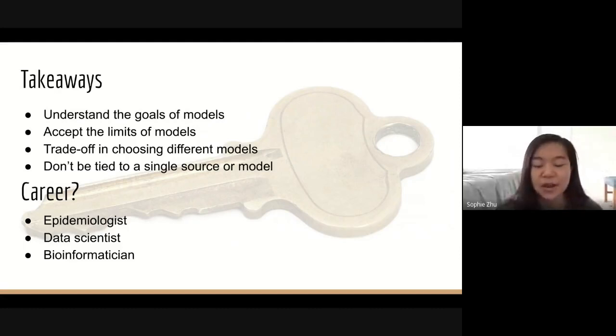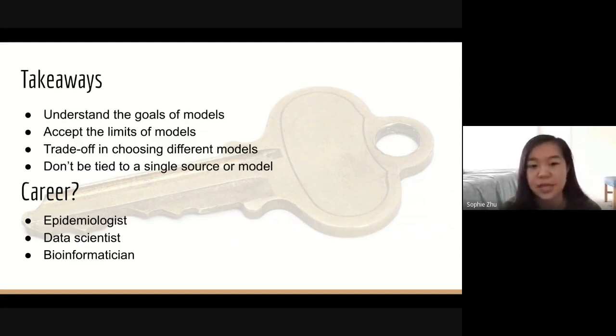So this is like a shorter lecture, but I hope that you can all still appreciate these takeaways: mainly that you can understand the goals of models when one is presented to you, that we're accepting that models are limited and that there's only so much they can do and tell us, that there are trade-offs when we are trying to choose between different models. And then lastly, this idea of not being tied to a single source or model. This is definitely not limited just to modeling, but also applies to the news sources that you read, and I think will allow you all to become more critical thinkers, I hope.